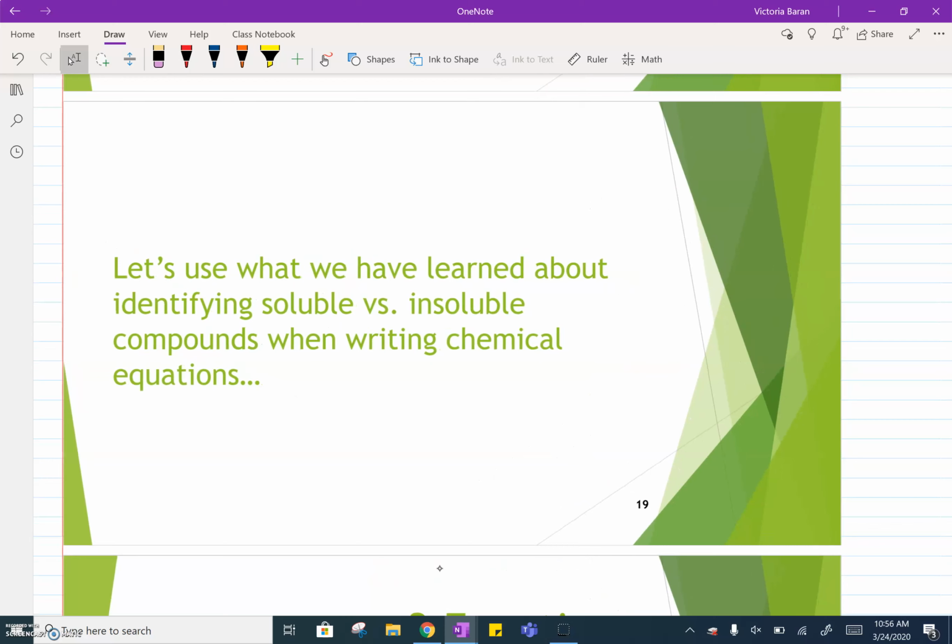So you are going to use what you have previously learned about solubility. We will still use the solubility chart to identify if something is soluble, meaning aqueous, or insoluble, meaning it will form a solid precipitate, when we get compounds from a chemical equation or a chemical reaction. Now, we will also be doing dissociation as well, and that will only apply to our soluble aqueous compounds, okay?